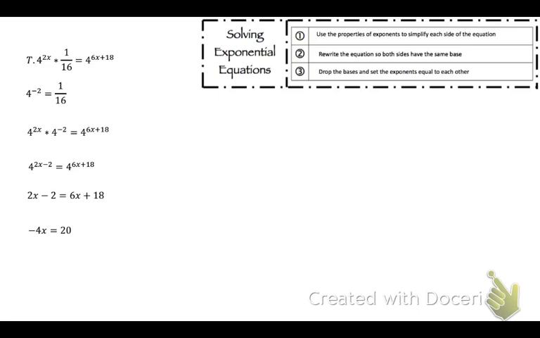So subtract the 6x over, you get negative 4x. Add the 2, you get 20. Divide by that, you get negative 5.